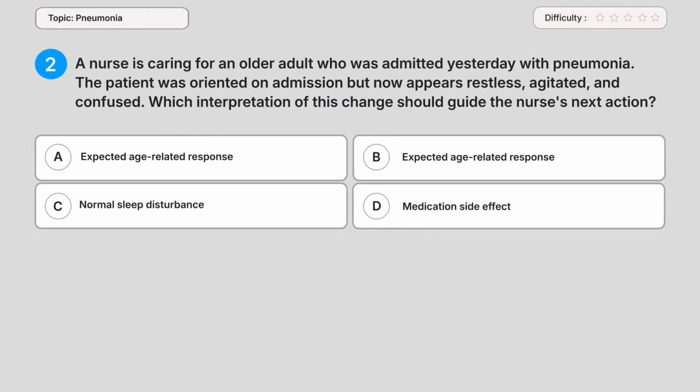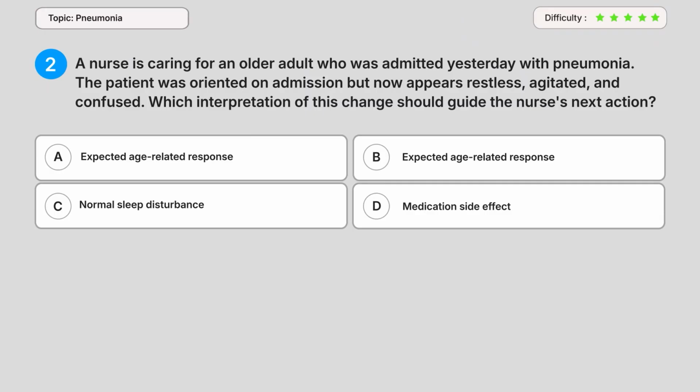Question 2. A nurse is caring for an older adult who was admitted yesterday with pneumonia. The patient was oriented on admission but now appears restless, agitated, and confused. Which interpretation of this change should guide the nurse's next action?